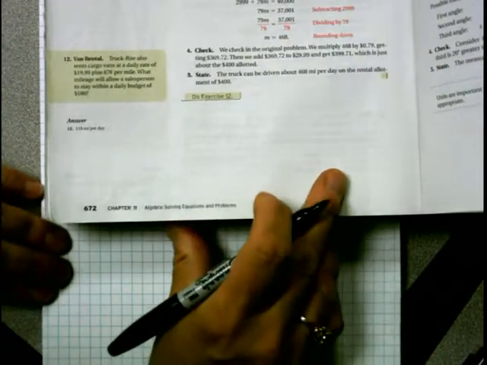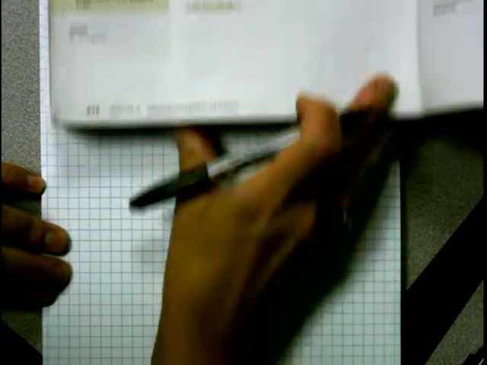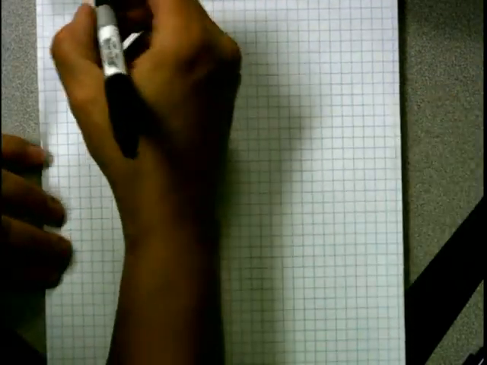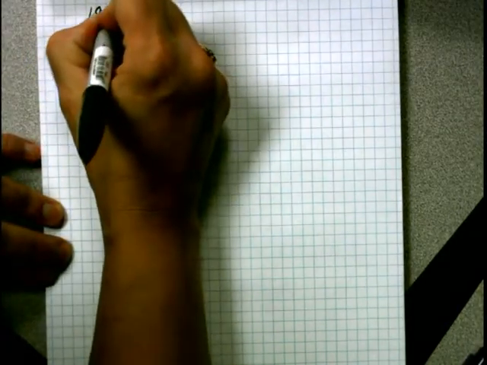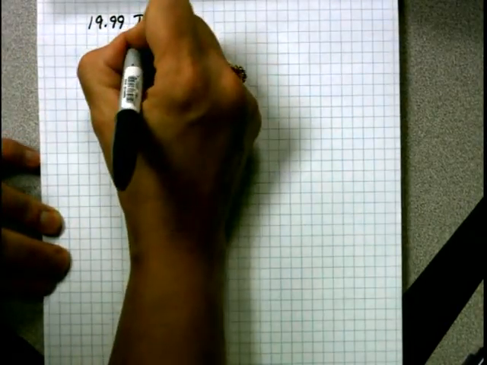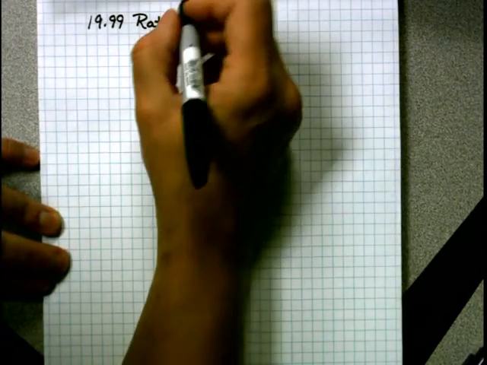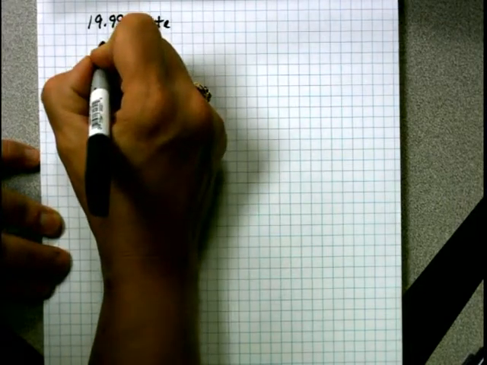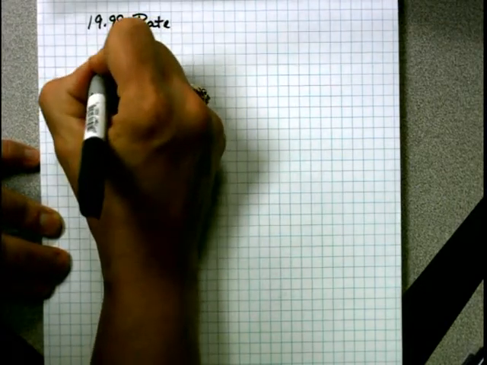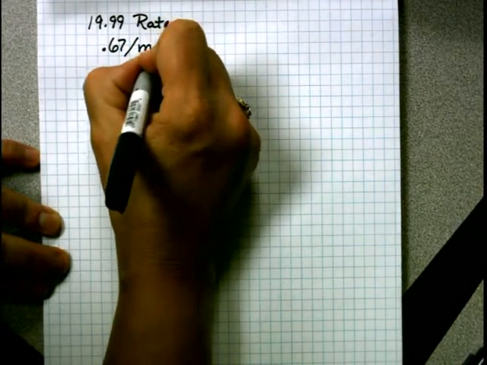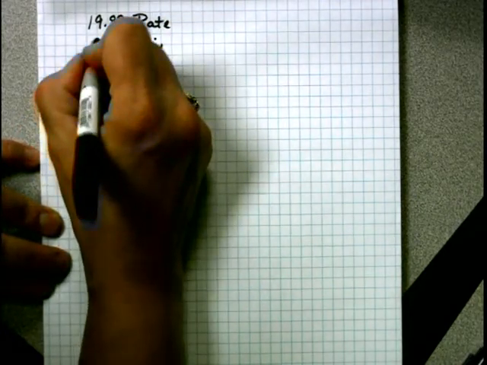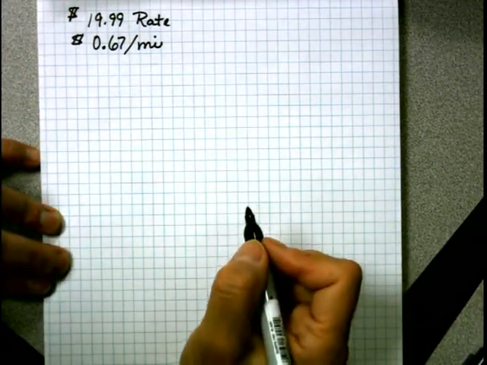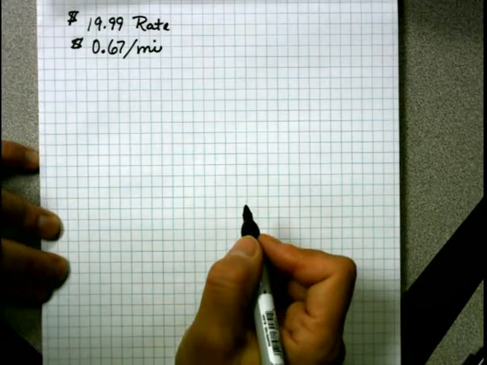Let's gather the important information from this problem. First of all, the van rental has a daily rate of $19.99, and that's the rate per day. We're going to also look at the mileage, and they are charging 67 cents per mile. I'm going to write that immediately in dollar form because we're going to have to work with it that way, and it's going to be less confusing.